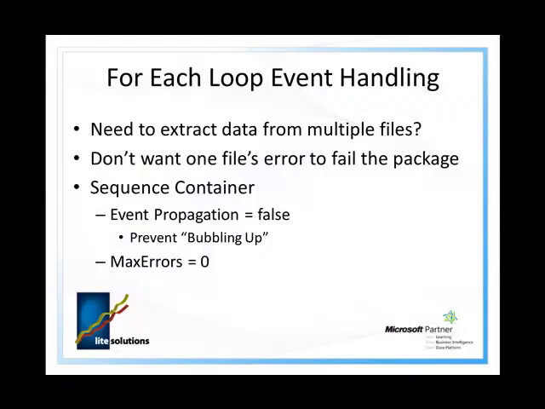So there we've seen how to control error handling. Remember, create a sequence container. It's a good idea to group multiple child tasks that you want to perform, and then you only have to set the property on the sequence container. Propagation false, maximum error count 0, and this prevents bubbling up.